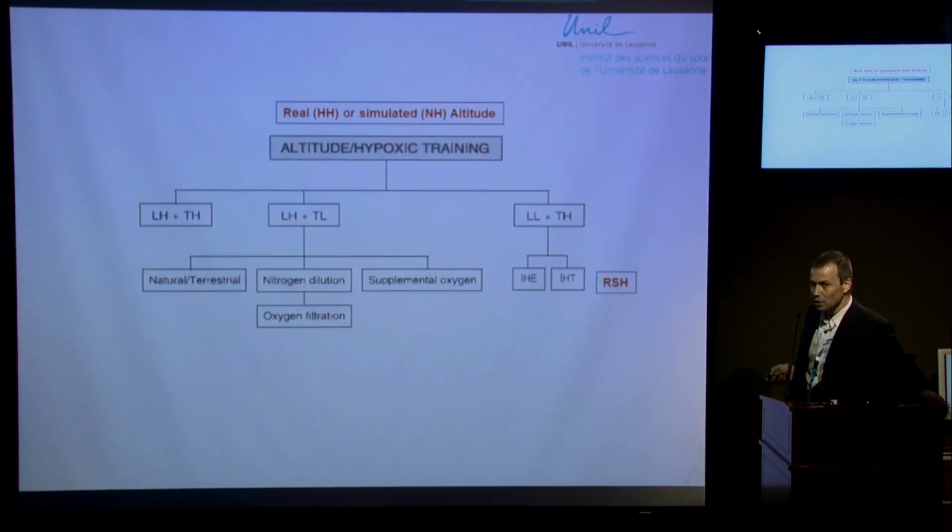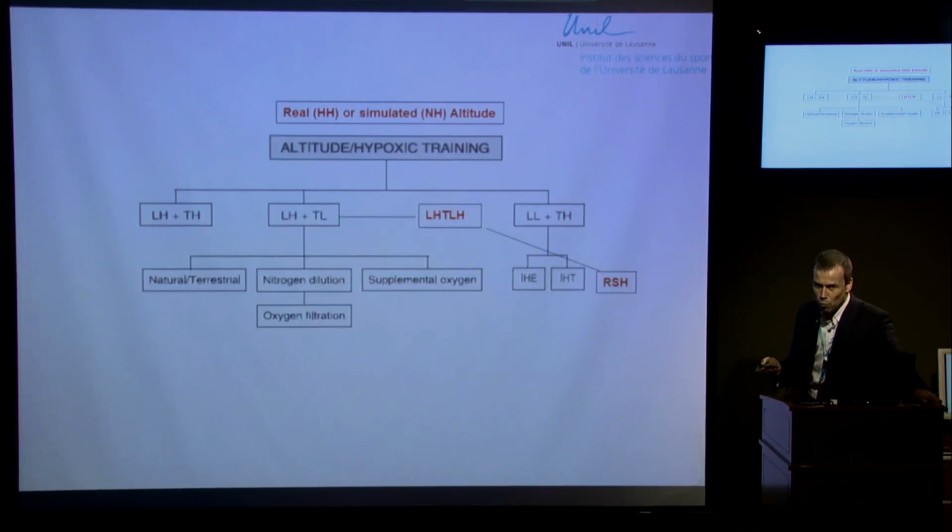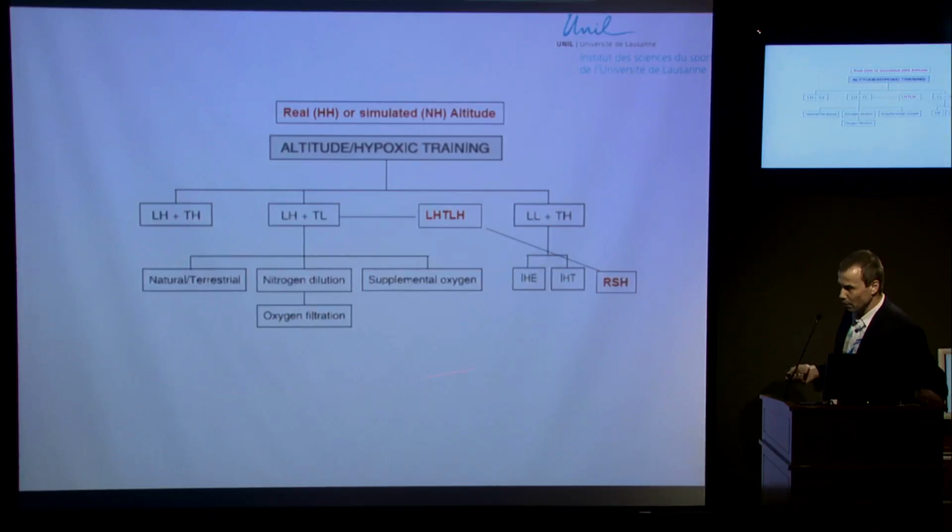And the third point, in our view, that is missing on this figure is the possibility to combine the different methods. For example, if you use live high, train low, and high-intensity training in hypoxia, like RSH, you can get a combined live high, train low, and high training method. And in our view, the future and the expertise for the practitioners, for the coaches, for people who prescribe hypoxic training, will be to play with all the different possibilities that we have now.